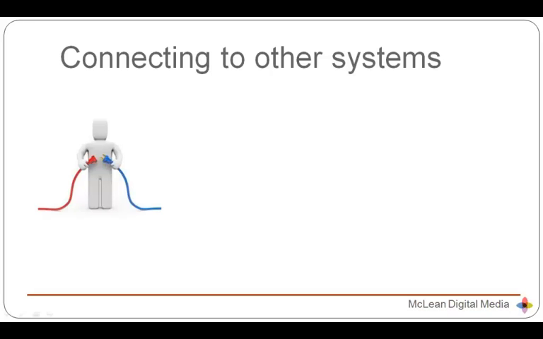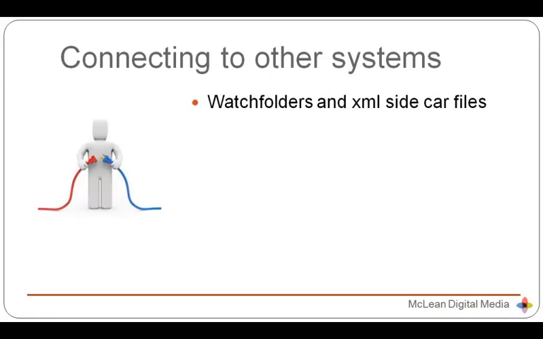We've talked quite a bit about connecting to other systems, so you're going to be exchanging data regularly, and there are a number of ways of doing this. So the first is watch folders again and so-called XML sidecar files. If an asset's ingested by another system, it can place an XML file, which will contain the metadata associated with that file. And if that file arrives in a watch folder, the MAM can perhaps create a new asset with that metadata imported.